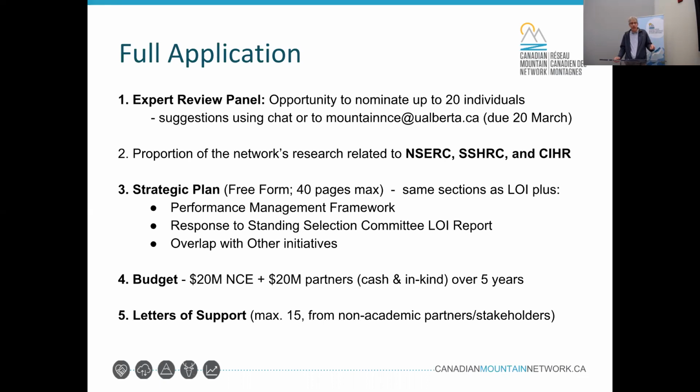We're asking for $20 million from the NCE program, and we've said we would match that one-to-one by the end of 5 years, and that can be a combination of cash and in kind. And although that's not a firm requirement, it's pretty essential that we find a way to ensure that we have those sorts of contributions to support the activities of the network. And then we can have a maximum of 15 letters of support from non-academic partners and stakeholders that would be attached as well. Next slide.